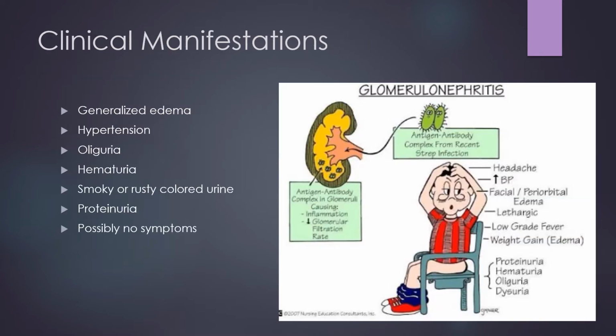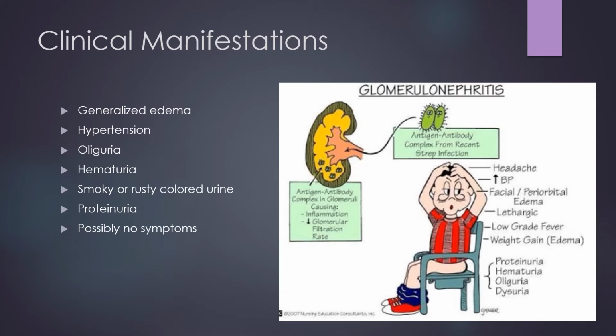Clinical manifestations of glomerulonephritis include generalized edema and hypertension. This is because we have a decreased filtration rate. If we're not filtering out that fluid, it stays in the body, and then we see the edema that ensues from the increase in hydrostatic pressure. That will also cause our hypertension because of the body holding on to fluids. If we're not filtering, we usually have a decreased urine output, that oliguria.